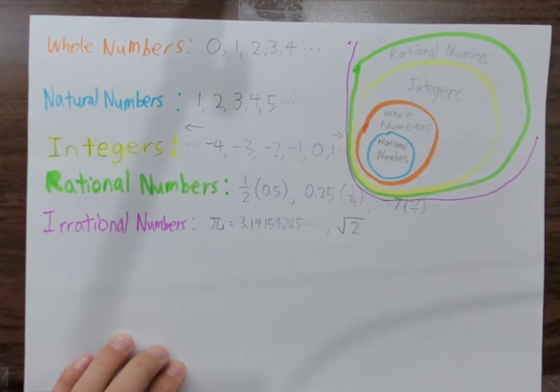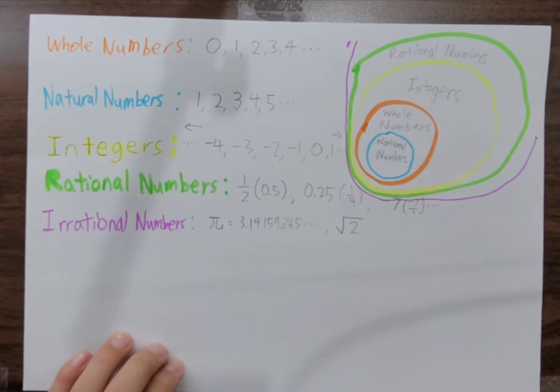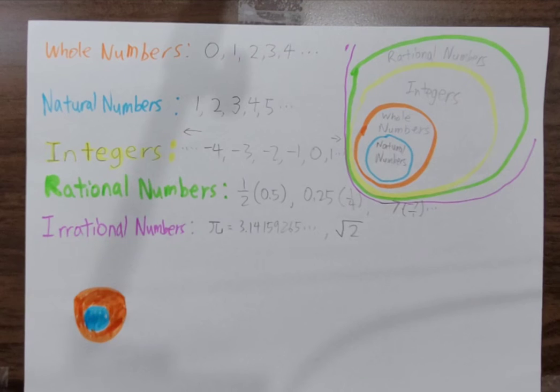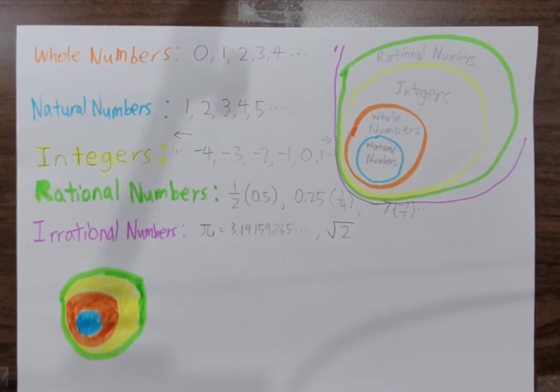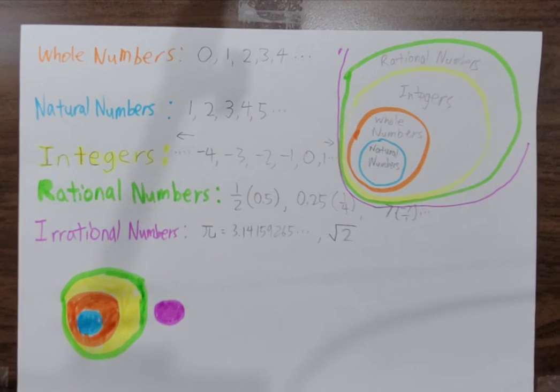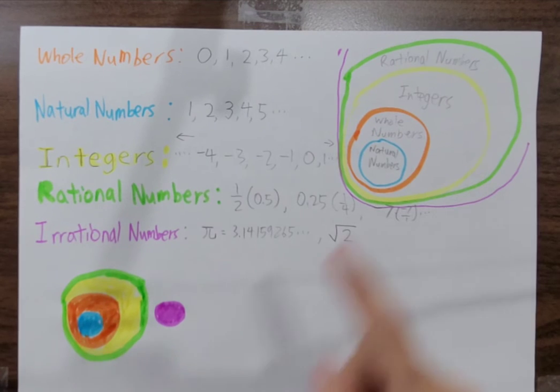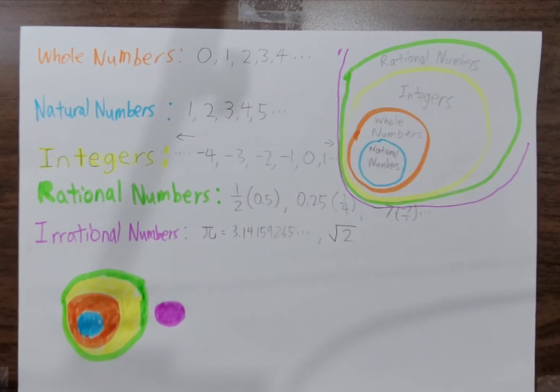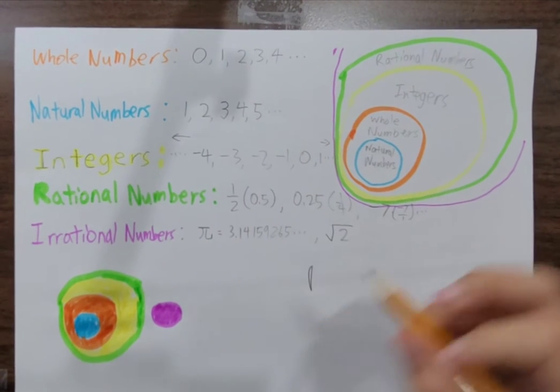Well, that pretty much ends it. Let me redraw it here, will ya? Because I just ran out of space. Natural numbers, whole numbers, integers, rational numbers, and until now, the irrational numbers are outside this dome. Sorry, I misdrew that. And finally, for our last type, these are going to be real numbers.